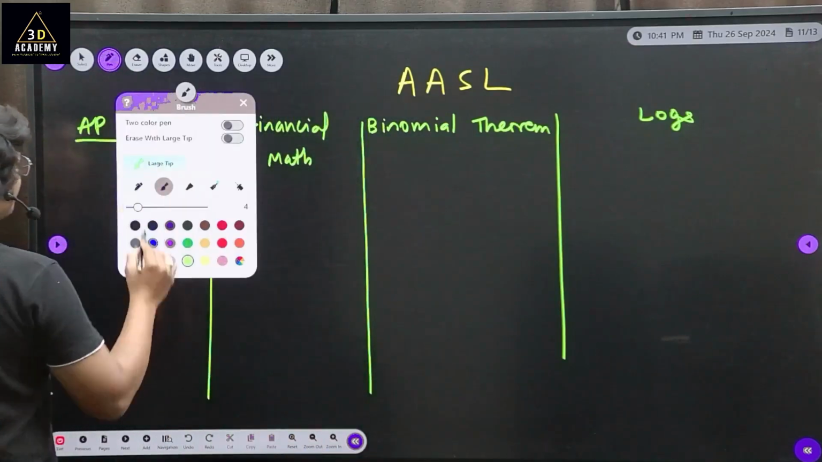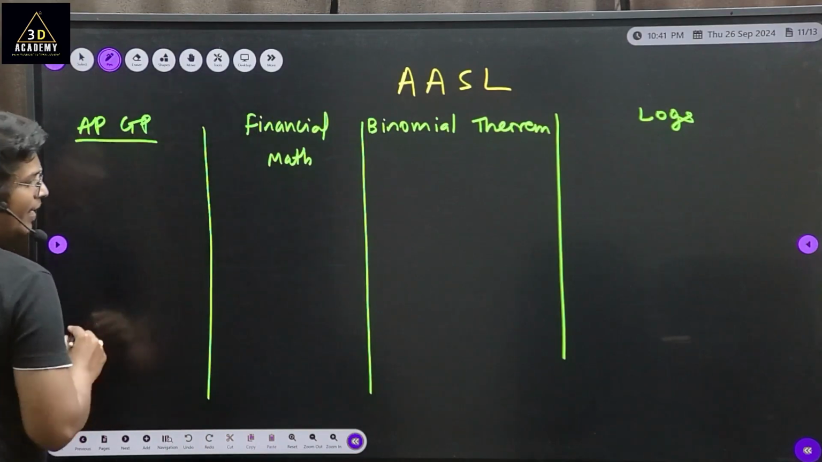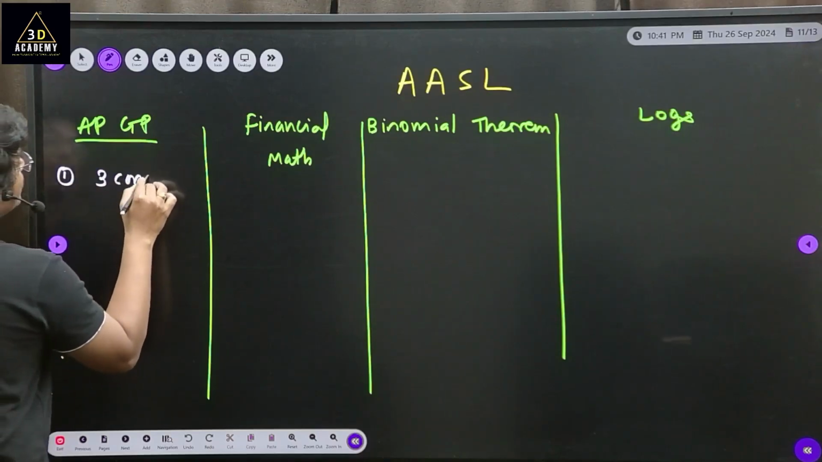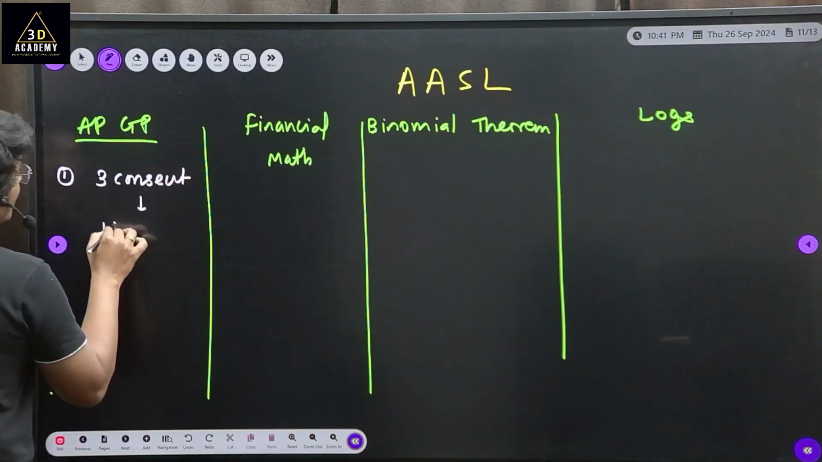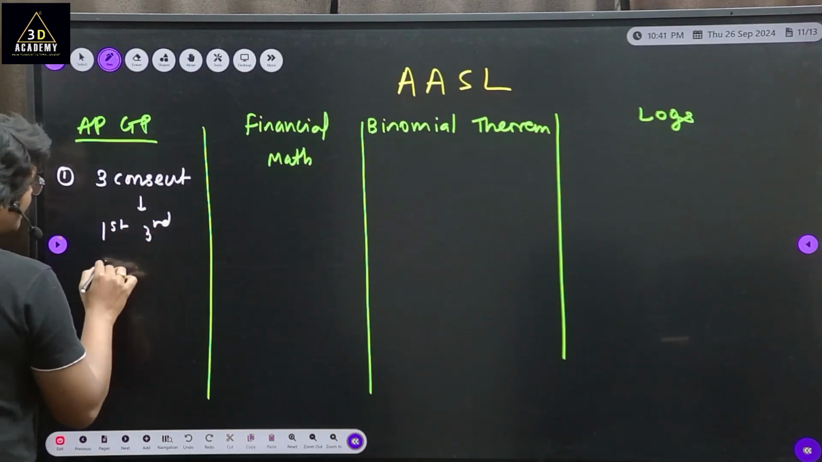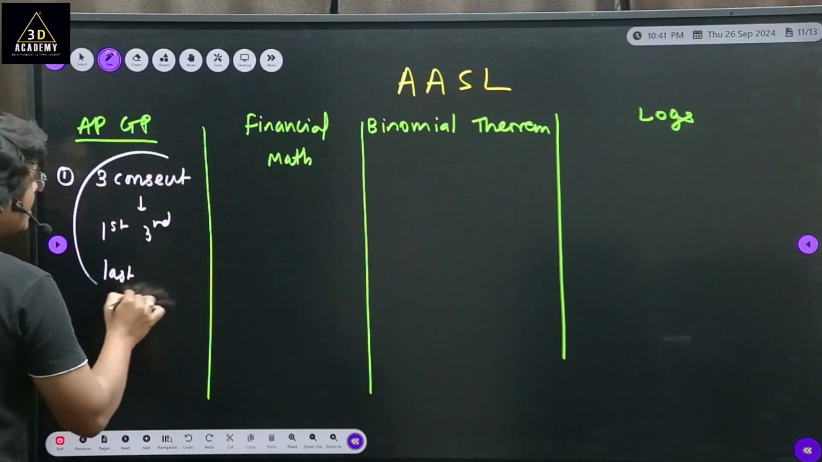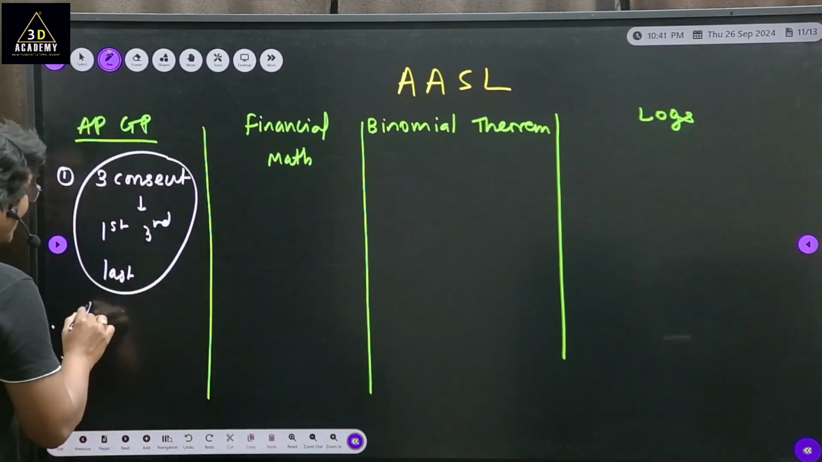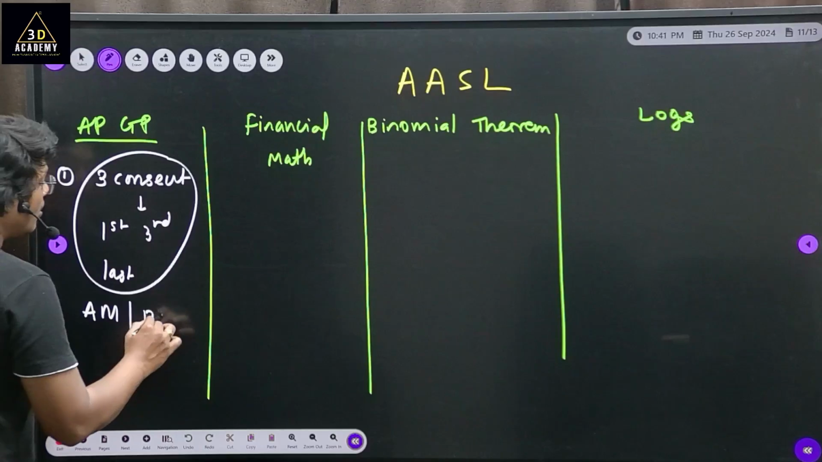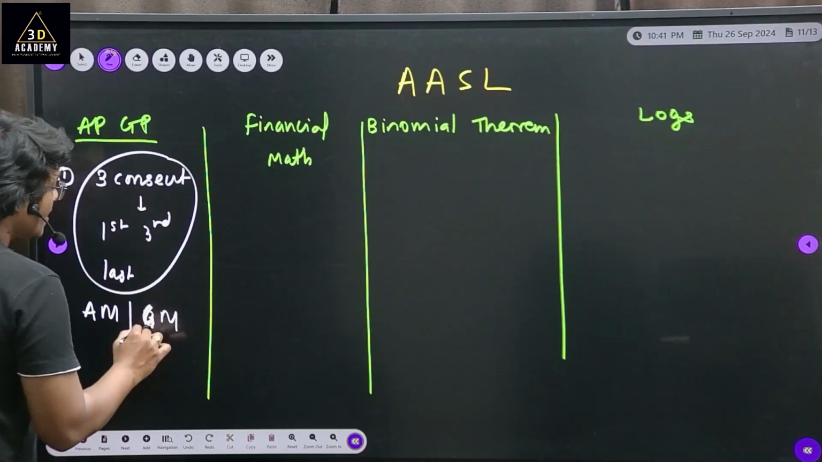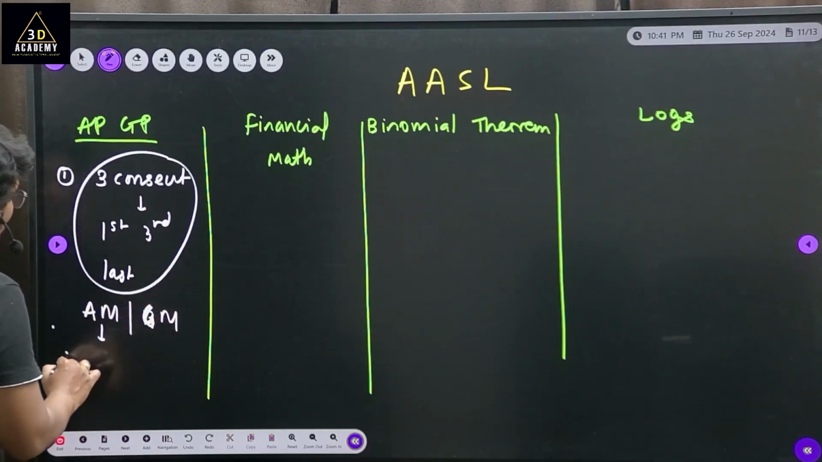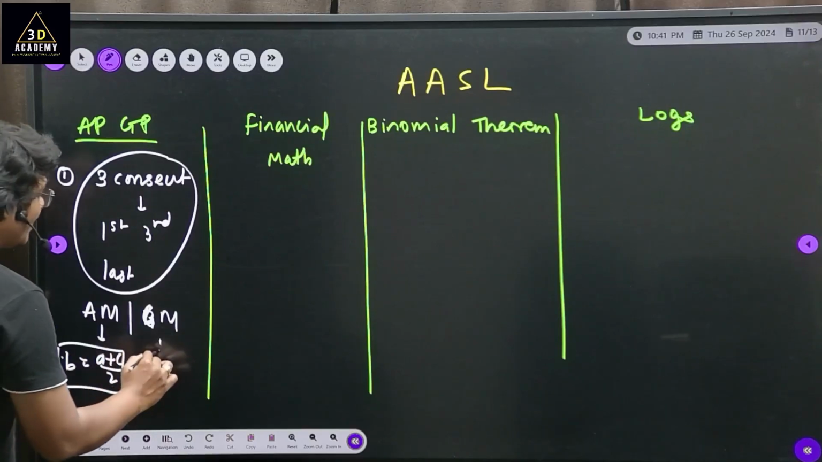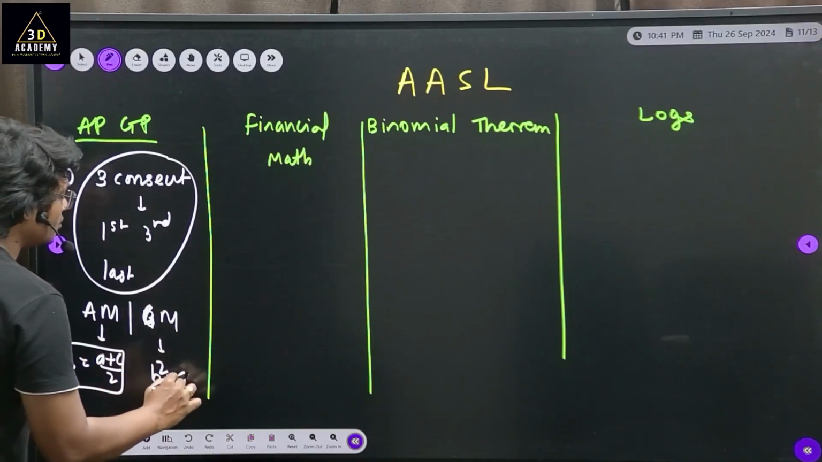So we have done concepts and questions based on APGP a number of times, but still you need to remember a few key terms. Whenever a question says 3 consecutive terms, or first 3 terms, or last 3 terms, you need to remember either they are talking about arithmetic mean or geometric mean. What is the formula for arithmetic mean? Middle term is equal to the sum of the other 2 terms upon 2, and for geometric mean, middle term square is equal to a into c.